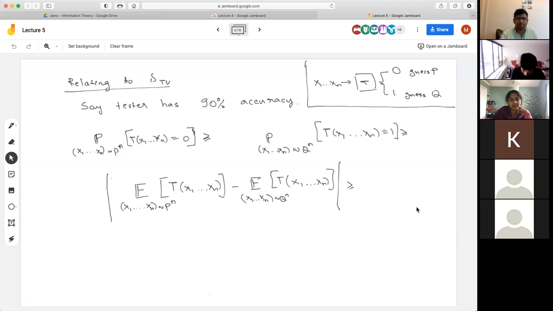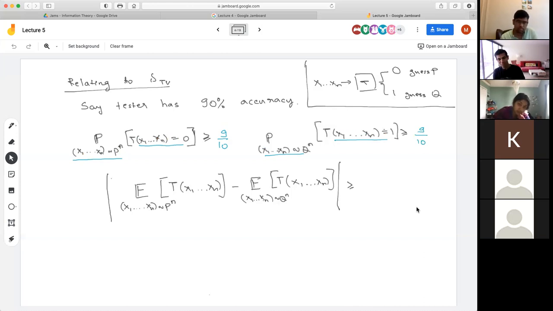Yeah, just that. I'm just saying the same thing which I said earlier in English, now in terms of probabilities. So when I sample from P, the test tells me that the outcome is from P with probability 90%. And when I sample from Q, the test guesses that the outcome is from Q with probability 90%. It's just restating what I already said a minute ago. Okay. And T is a function which is 0 or 1.